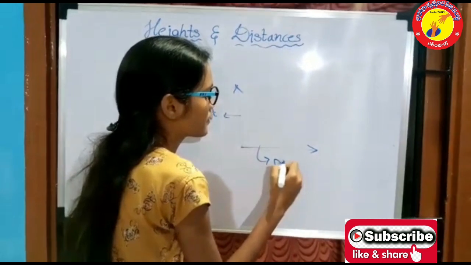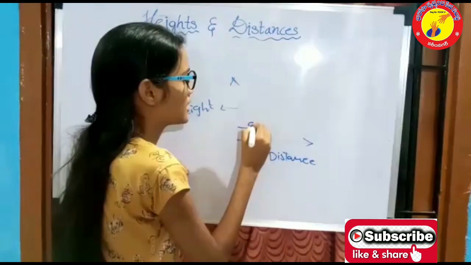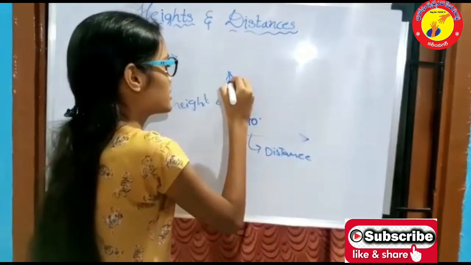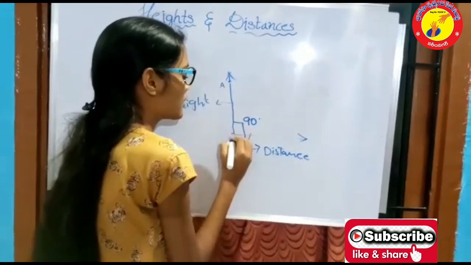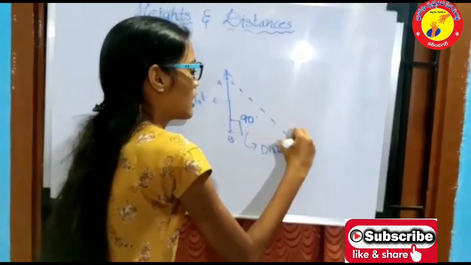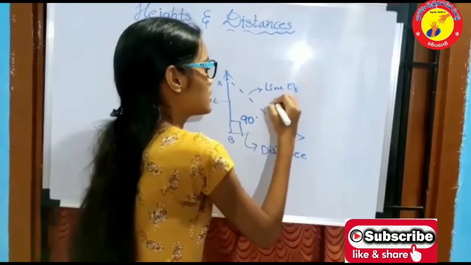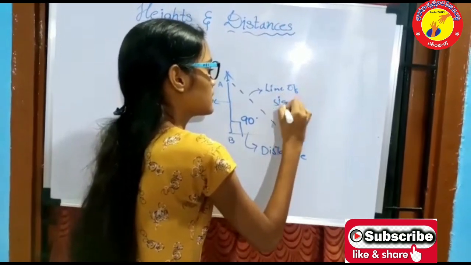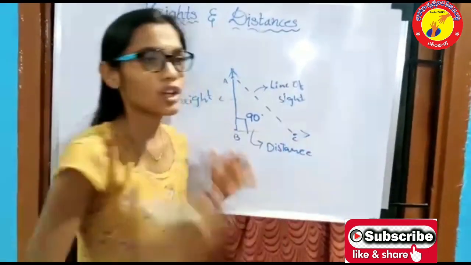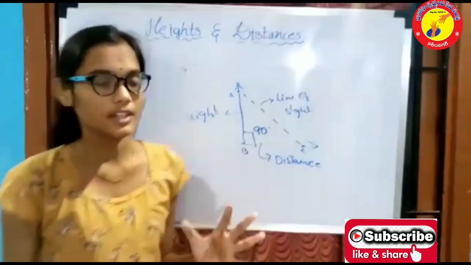This is distance. And here it forms a 90 degree angle, a right angle. Let me point some points here: A, B and C. Let me join A to C and represent it as the line of sight. Line of sight is nothing but when the observer looks from that, a particular line is called line of sight.